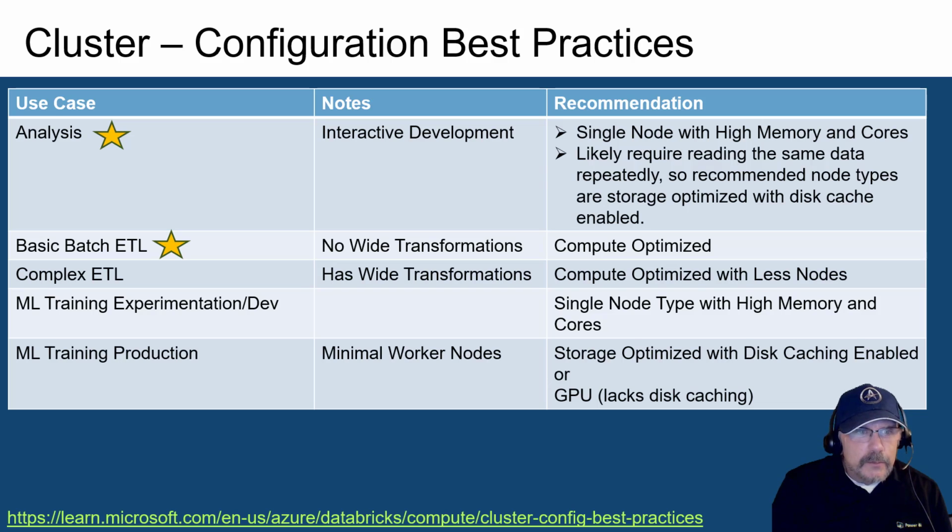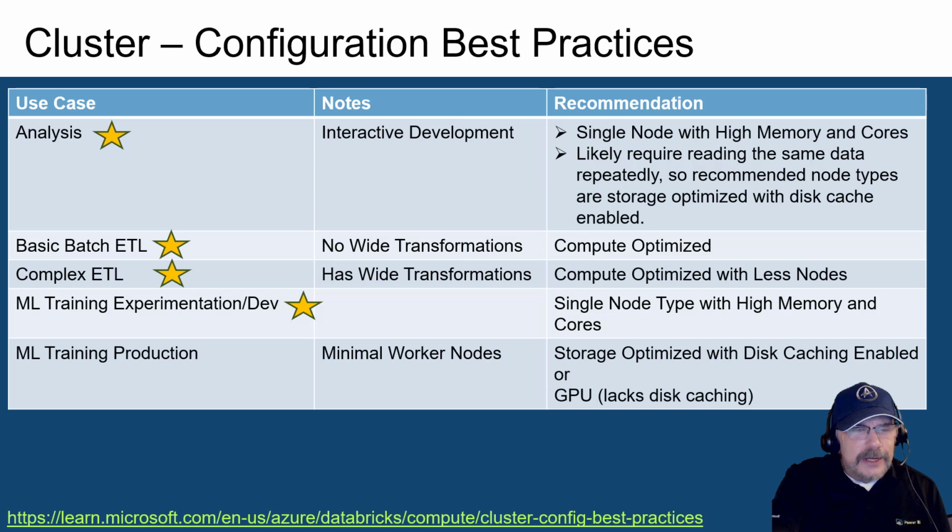So an ETL job that does not have a requirement for a shuffle, no wide transformations, should use compute optimized. If you have more complex, meaning you're requiring shuffles like you're doing a join, then you use compute optimized but with fewer nodes. And as I said before, the reason for fewer nodes is that when it does the shuffle, it has fewer machines to pass data around to, which should improve performance and save you some money.